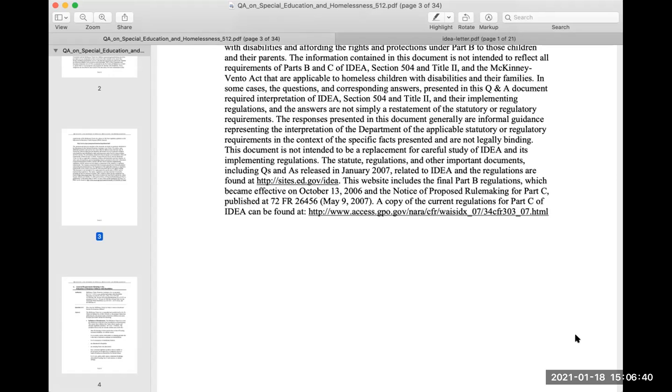Page 3. Questions and answers on special education and homelessness. General requirements relating to the education of homeless children with disabilities. Authority. Question A1. Answer. McKinney-Vento Homeless Assistance Act, as amended, 42 U.S.C.